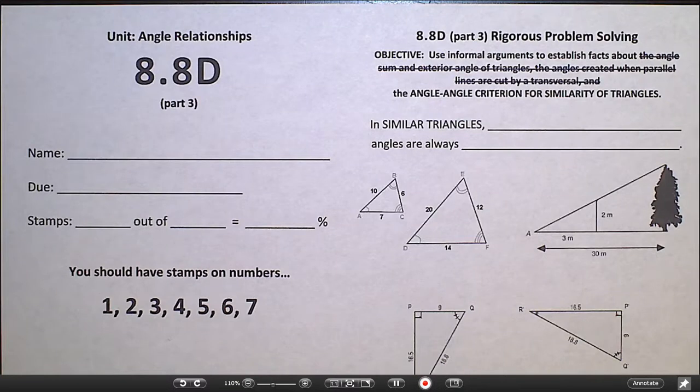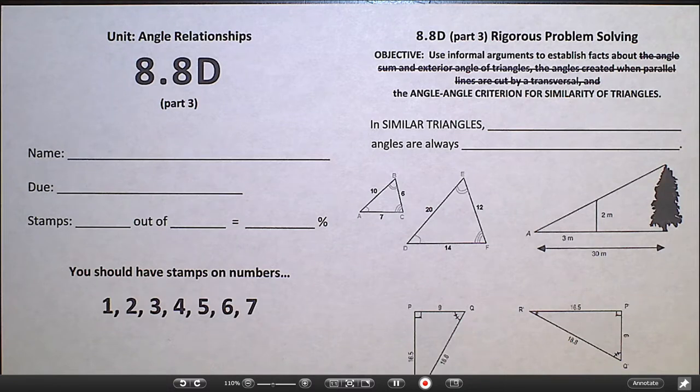Today we're going to cover the last component of our angle relationships unit. We're still using the same objective, but we're doing the last part today. So your objective is to use informal arguments to establish facts about the angle criterion for similarity of triangles.